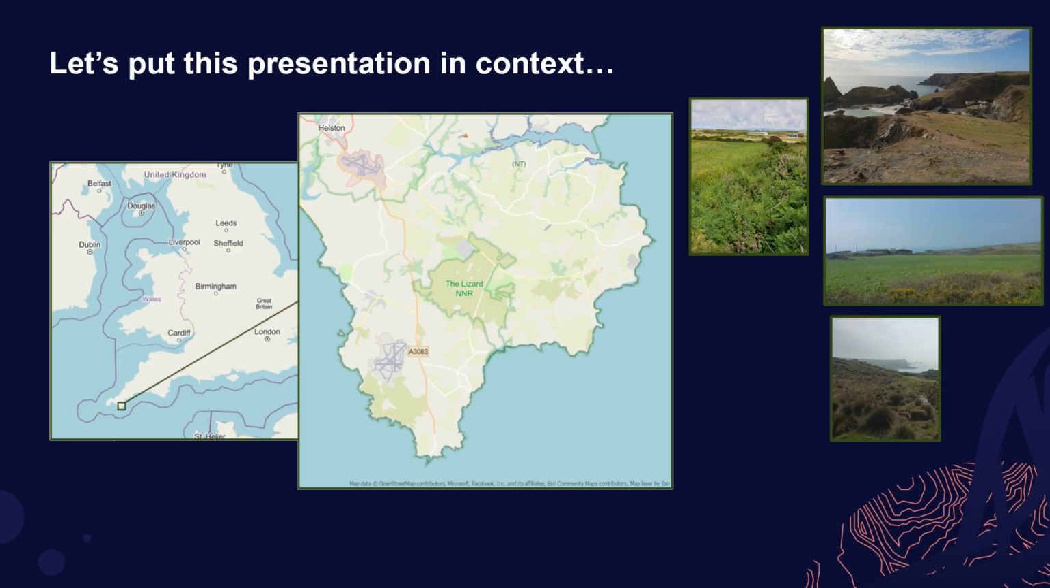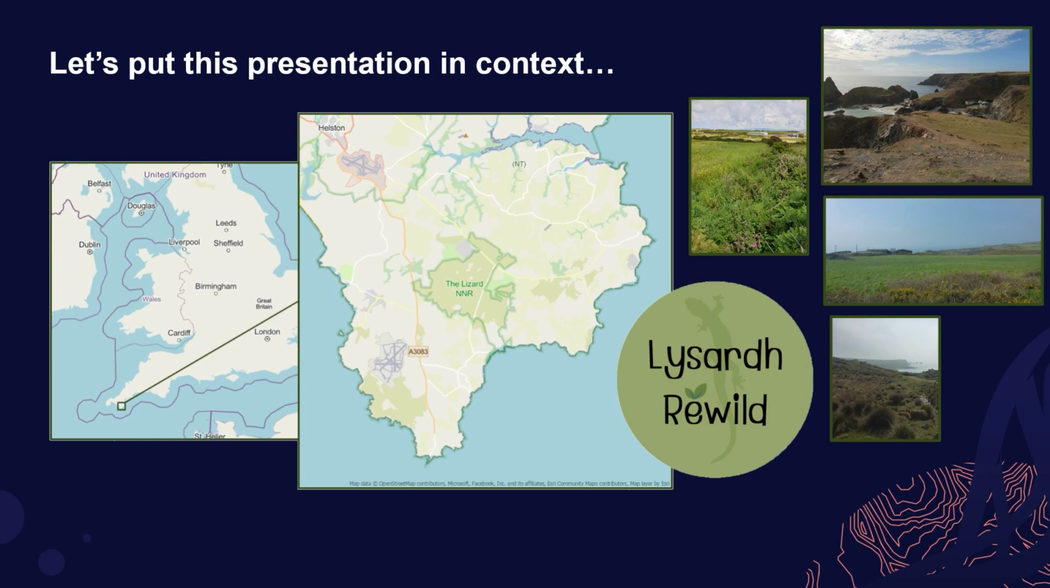So, let me introduce to you our new fictional company, Lizard Rewild, a name that derives from the old Cornish word for the UK's most southern point, now more commonly known as the Lizard. As part of this company, we'll use ArcGIS technology to identify areas with potential for rewilding, and then manage and monitor the site using other tools in the system. We'll even use some of the apps to communicate progress of the project and engage the public with nature.